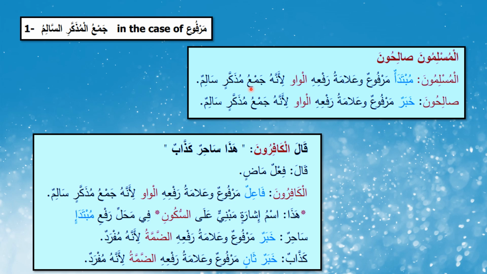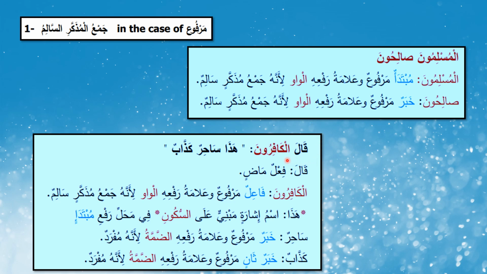And it's in marfu case with waw. And صالح خبر مرفوع والعلامة رفعه الواو لأنه جمع مذكر سالم. It's the same eraab. You have to explain and give your proof that it's in marfu case. Why? It's having a waw. Why is it having a waw? Because it's a Jama muzakkar salim. Let's check the other example.